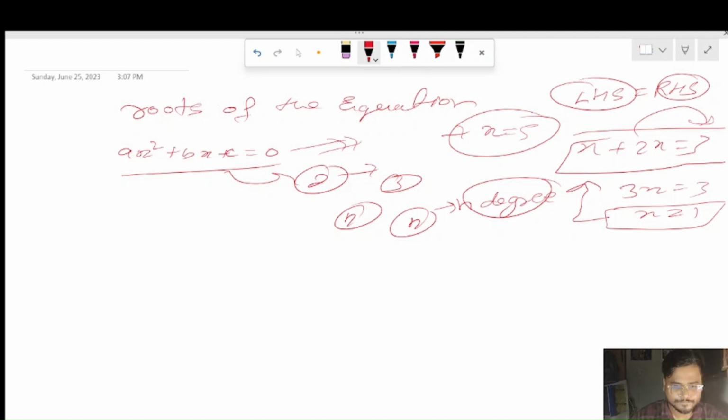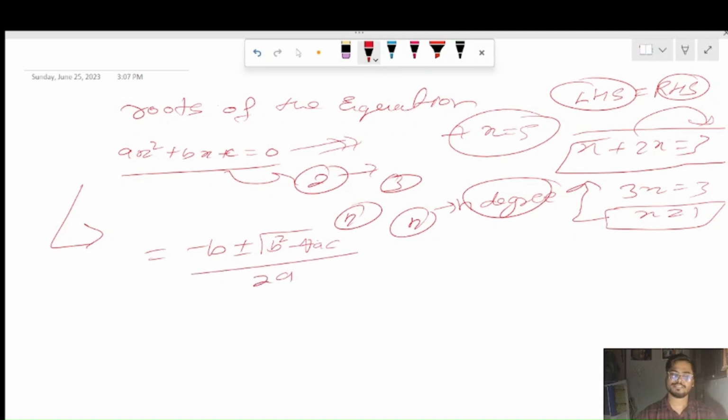Okay, so the first method to find the roots of the equation is the Sridhara formula, which is x equals minus b plus or minus the square root of b squared minus 4ac, whole upon 2a. This is the formula for finding the roots.